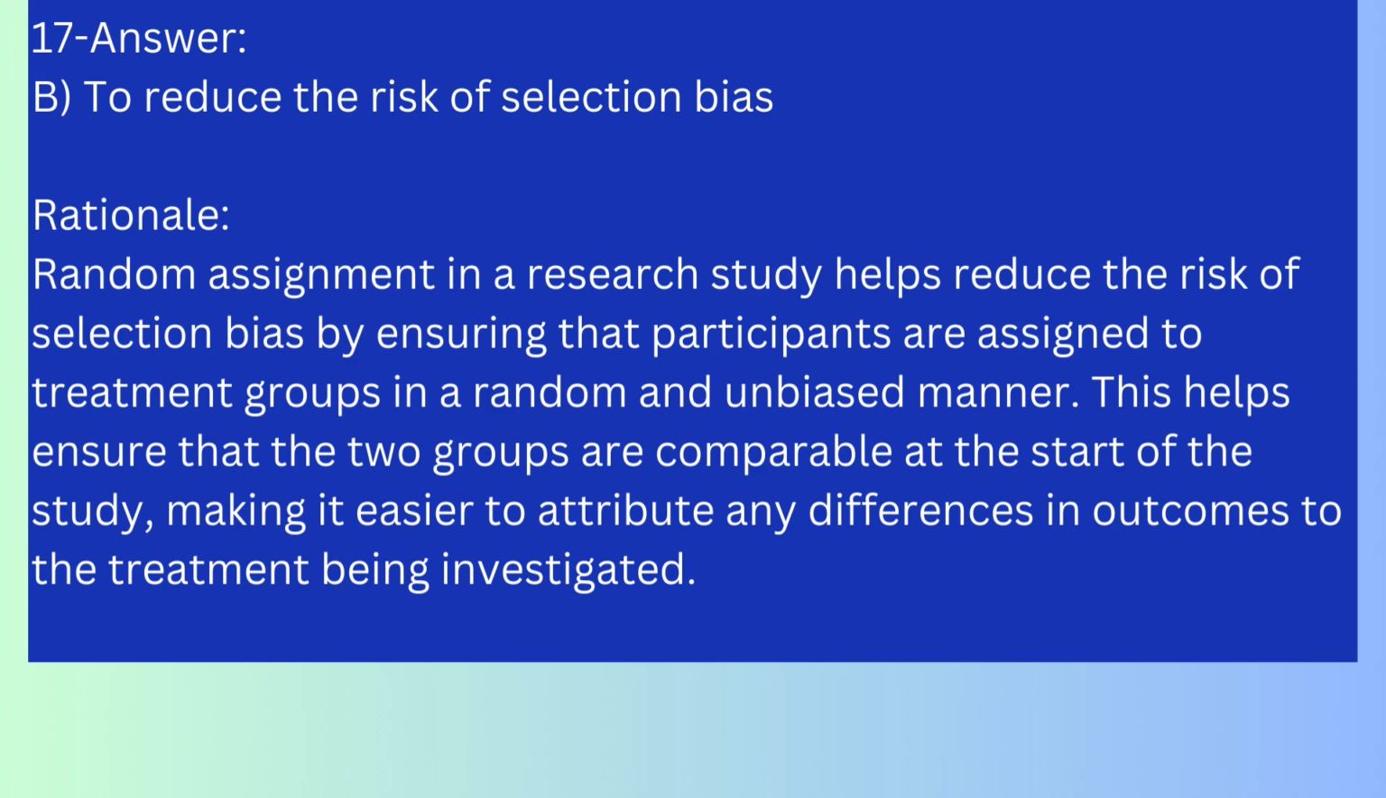Rationale. Random assignment in a research study helps reduce the risk of selection bias by ensuring that participants are assigned to treatment groups in a random and unbiased manner. This helps ensure that the two groups are comparable at the start of the study, making it easier to attribute any differences in outcomes to the treatment being investigated.